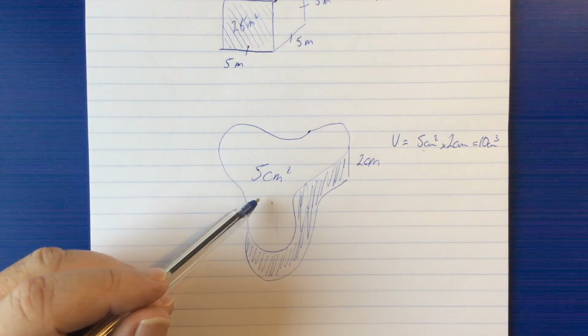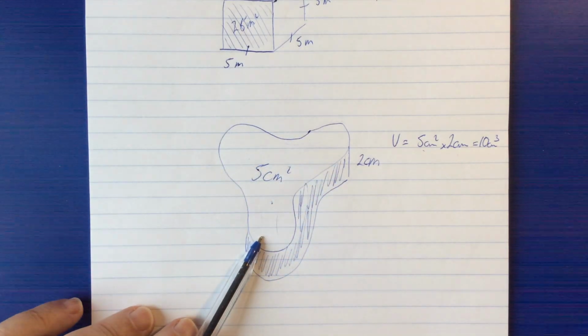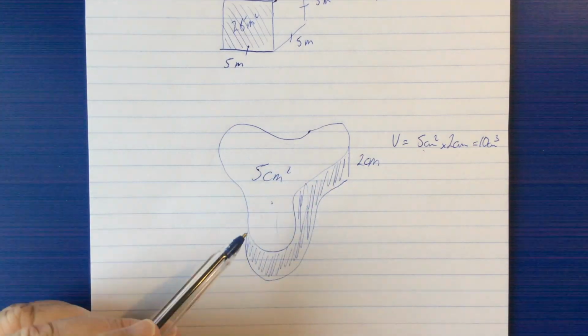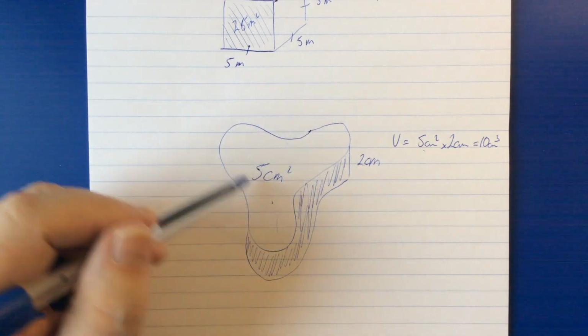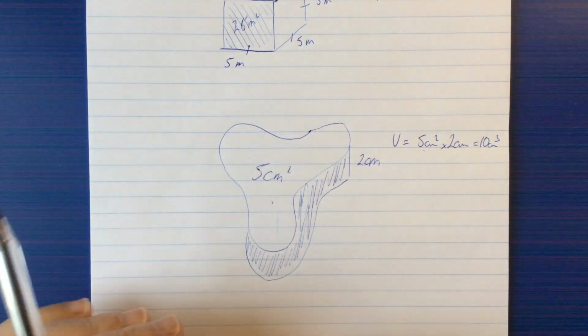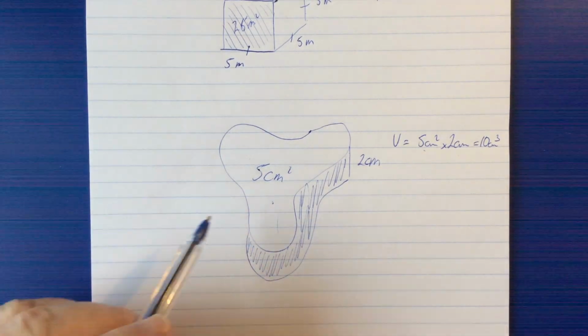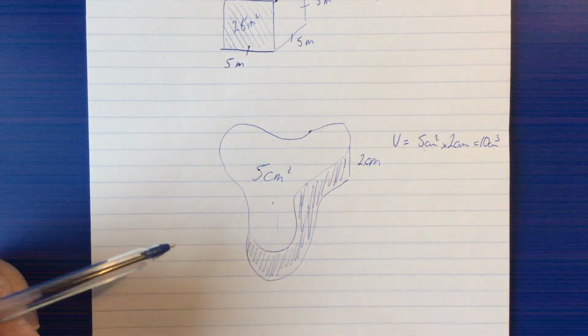The volume of this is the surface area of this flat area here multiplied by the height, because the one thing you can say about this is that while it's an irregular shape, it is that irregular shape all the way from its top to its bottom, and that is how you find the volume of some odd shapes.